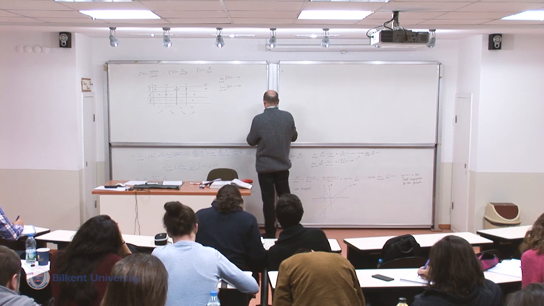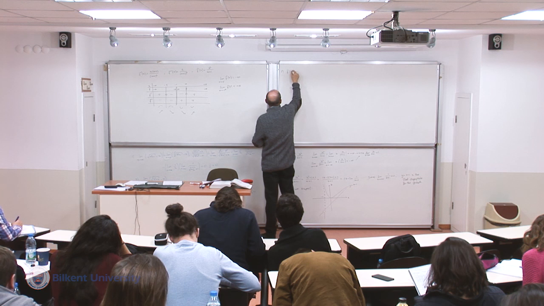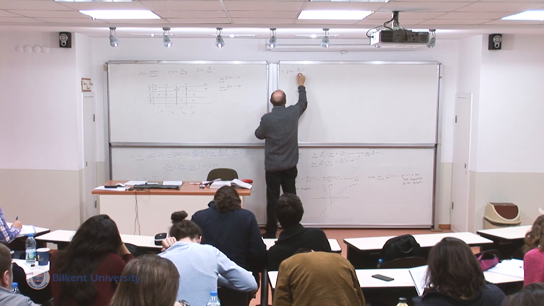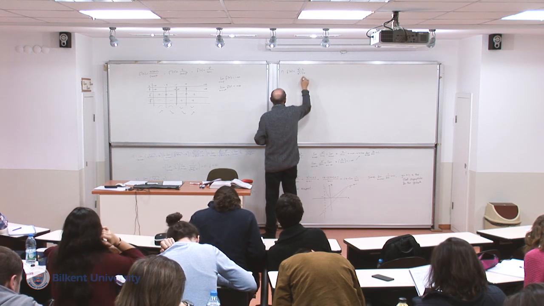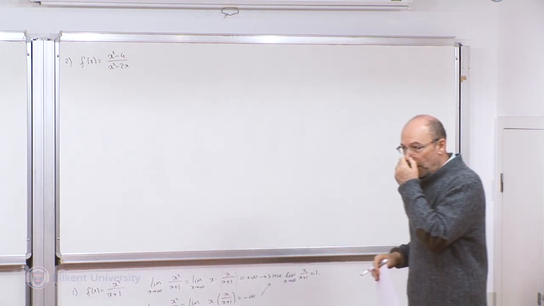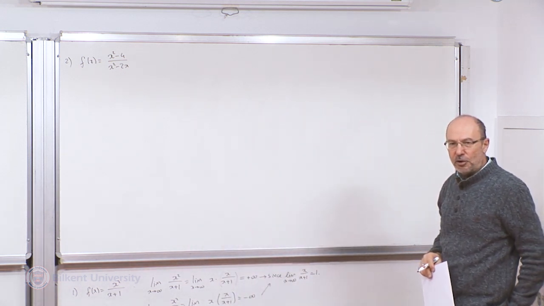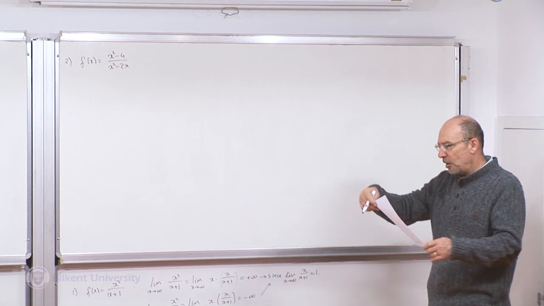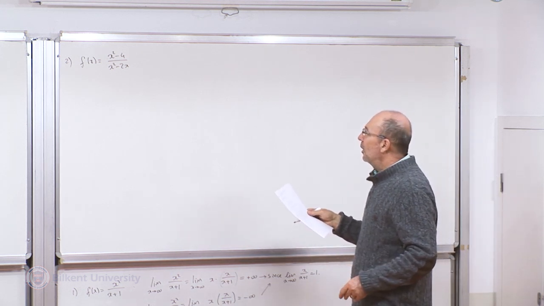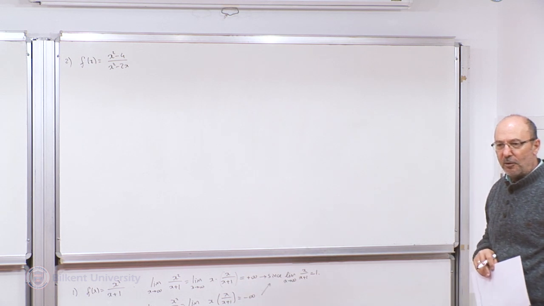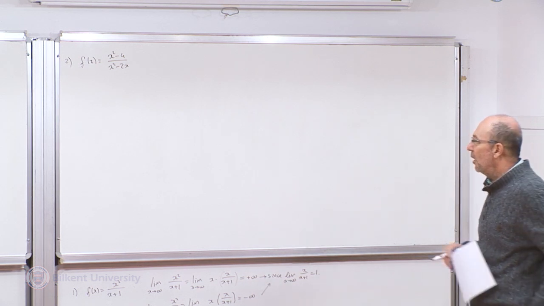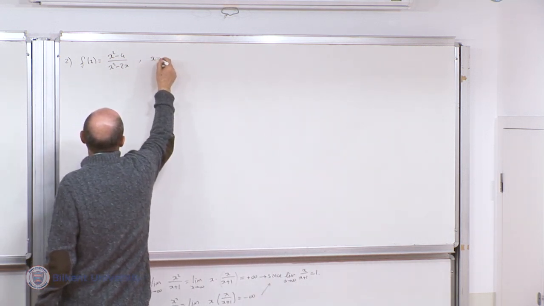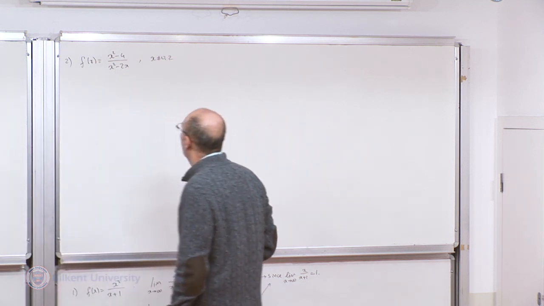Okay, so our second graph is f of x equals x squared minus 4 over x squared minus 2x. So first of all, observe that I cannot put x equals 0. So the function is not defined at x equals 0. And I cannot put x equals 2. At x equals 2, the function will be undefined. So here we know that x is different than 0 and different than 2.